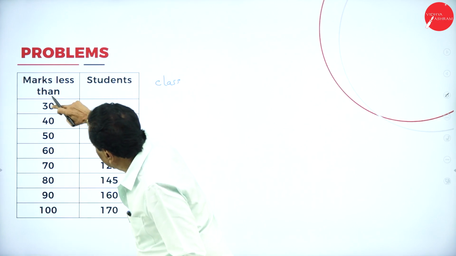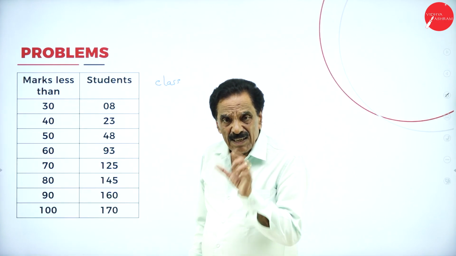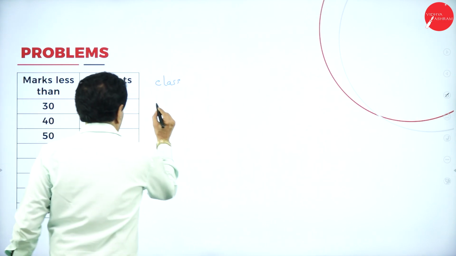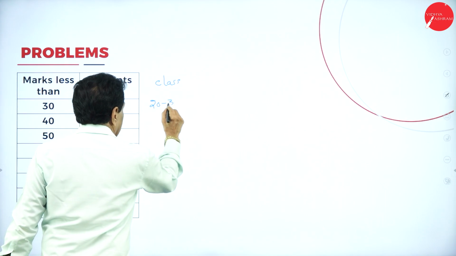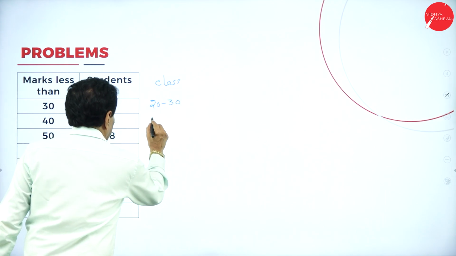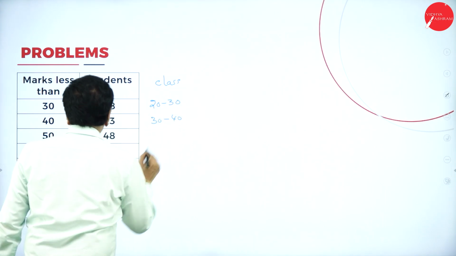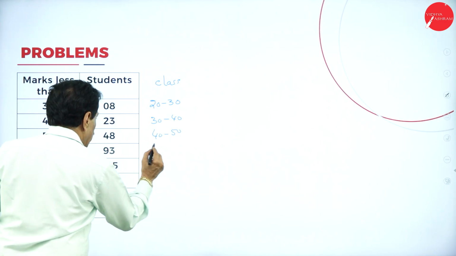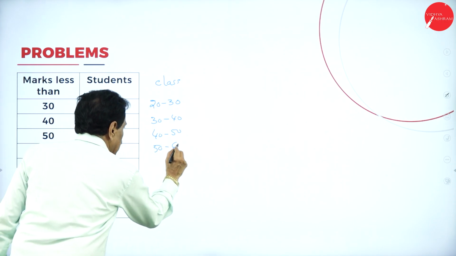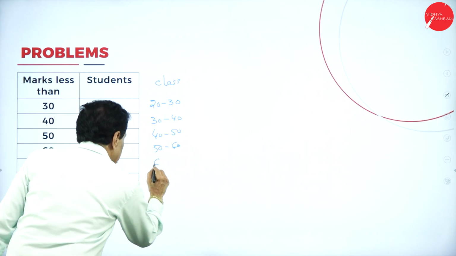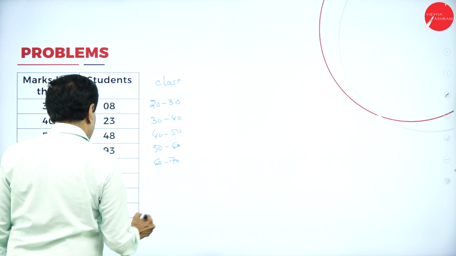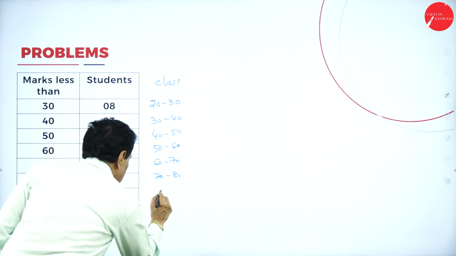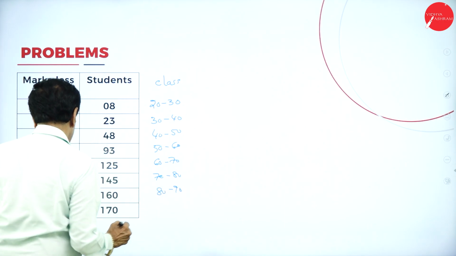So bring out the difference. 30 to 40 is 10. Then deduct the 10. 30 minus 10 is 20. Your first class goes to 20 to 30. Then 30 to 40. Then 40 to 50. Then 50 to 60. Then 60 to 70. Then 70 to 80. Then 80 to 90. Then 90 to 100.